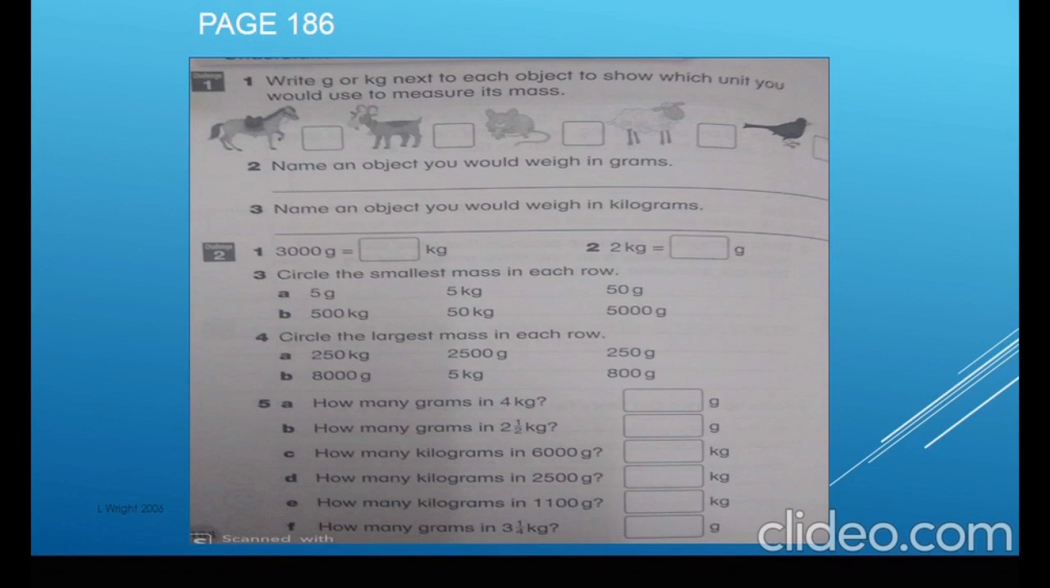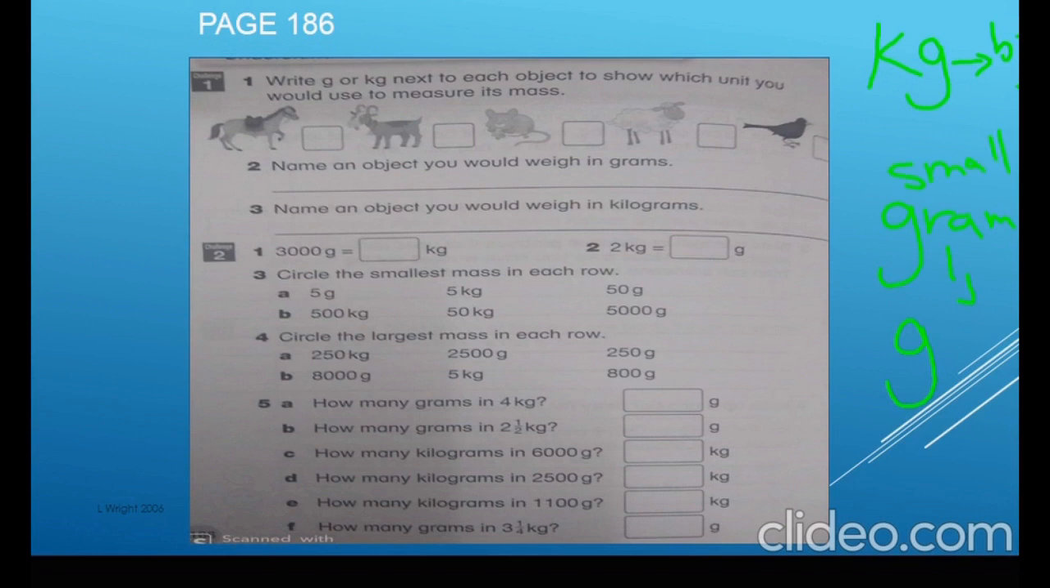Now, let's start on your book, page 186. You will see the first challenge. Write gram or kilogram next to each object to show which unit you would use. As we said before, the big unit is kilogram and the small unit is the gram, which we can write as G. Okay, so this is the big and this is the small unit.